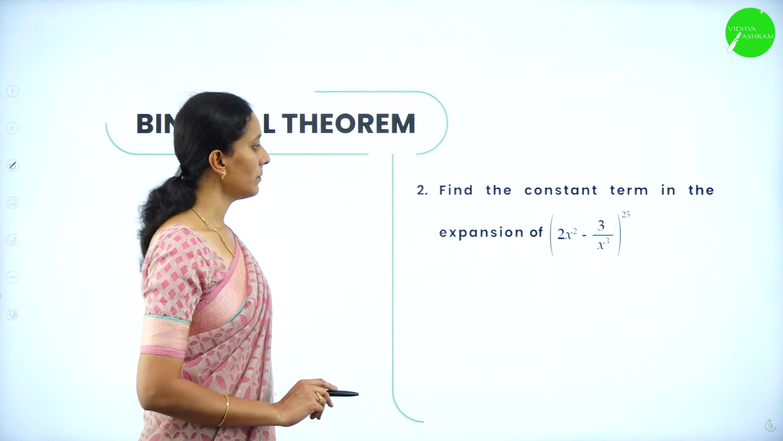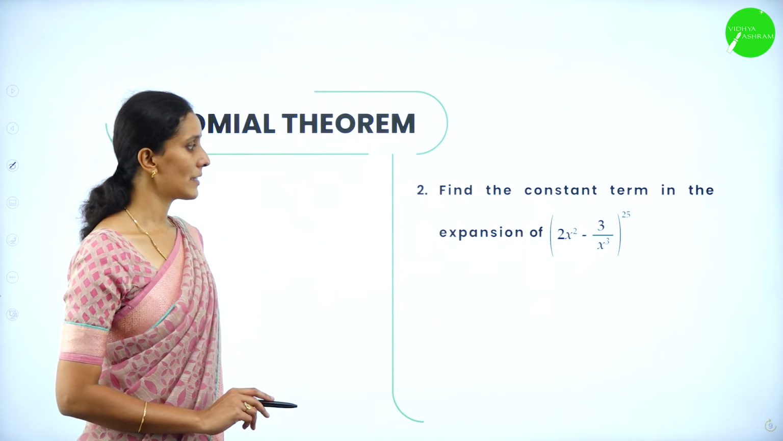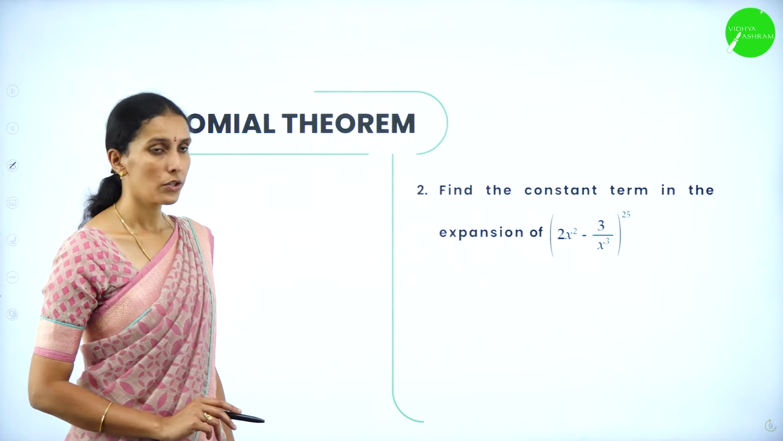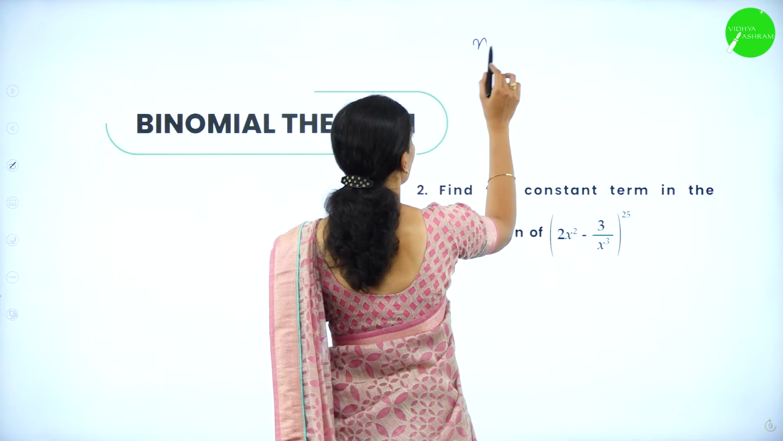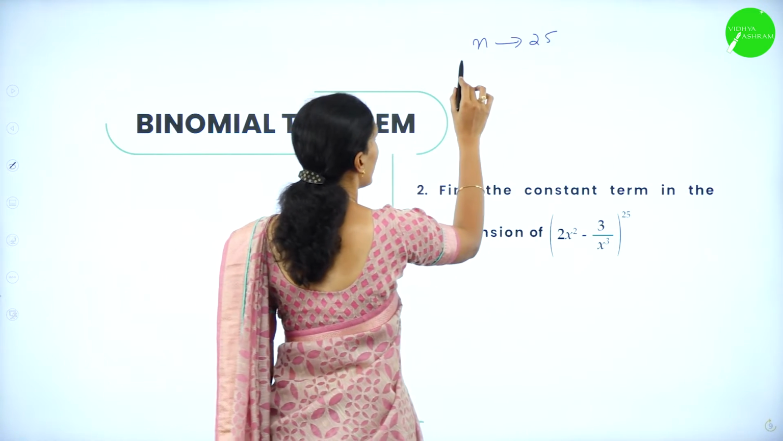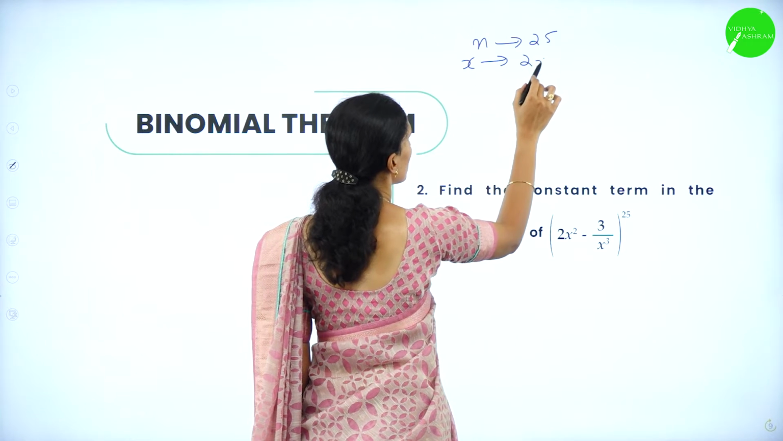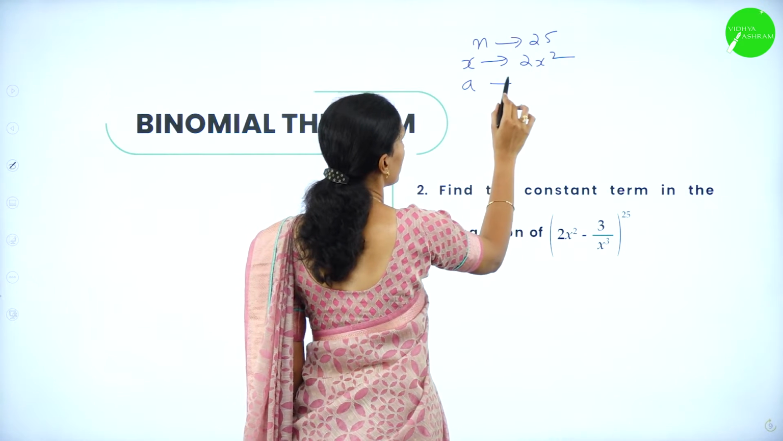Find the constant term in the expansion (2x^2 - 3/x^3)^25. So n is given, again x is given, and a is given.